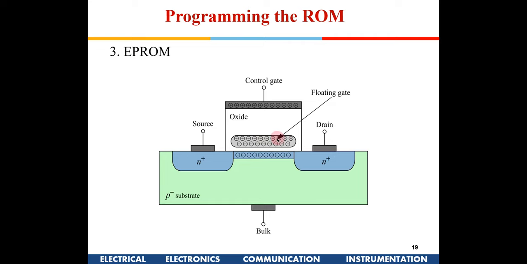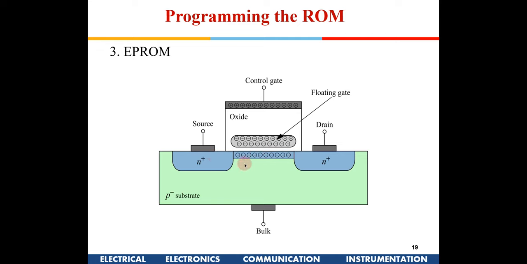And now once it gets accumulated, you remove the control gate, and suppose for a normal operation I am giving 5 volt out here, this will not get switched on, because the electrons deposited here will repel these electrons and will not allow the channel to be formed here.